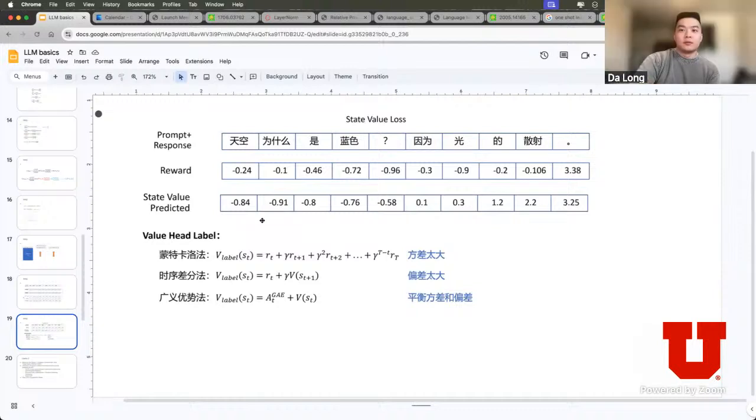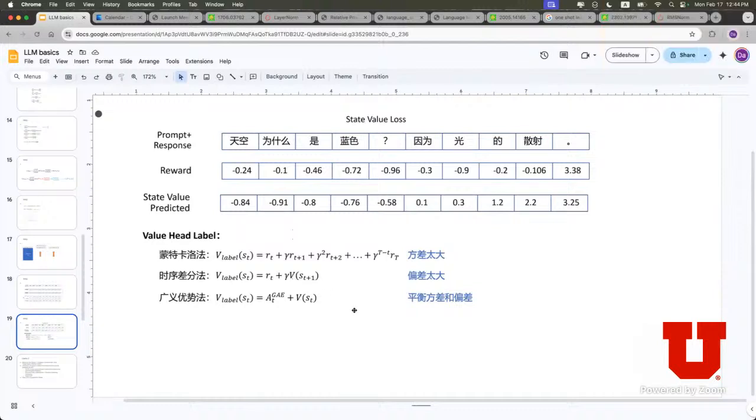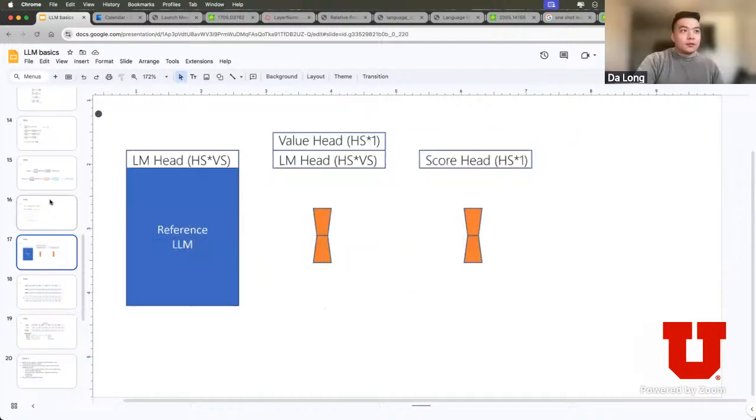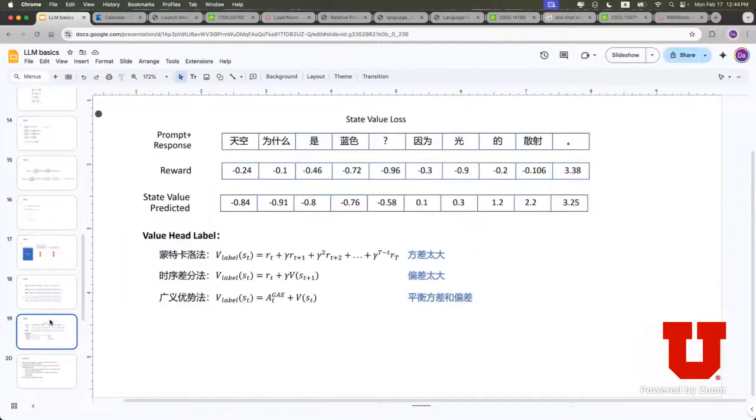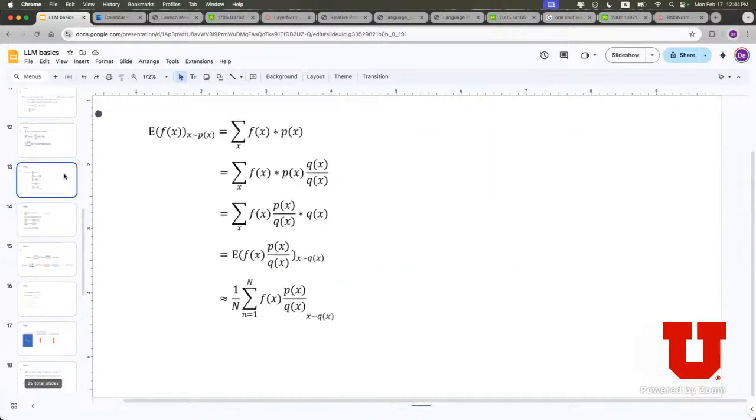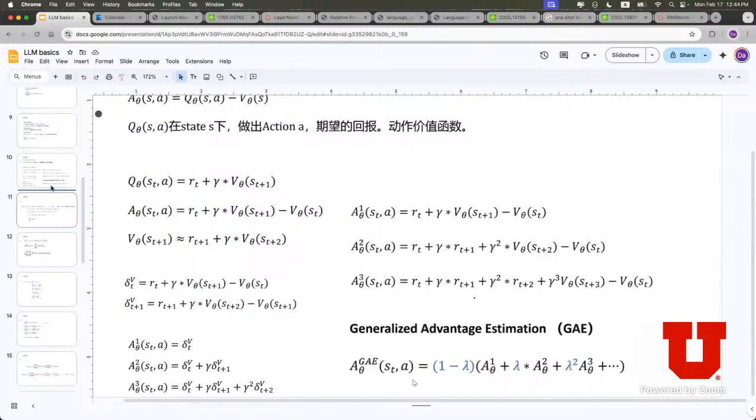I think there's a label mistake. The one for the GAE is A_t^GAE plus V(s_t) plus 1. It should not be s_t, right? Oh, s_(t+1). Okay, I believe so. I'm not 100% sure. I think because if you're doing this, it doesn't make sense, because V label of s_t cannot be equal to V(s_t) plus advantage.